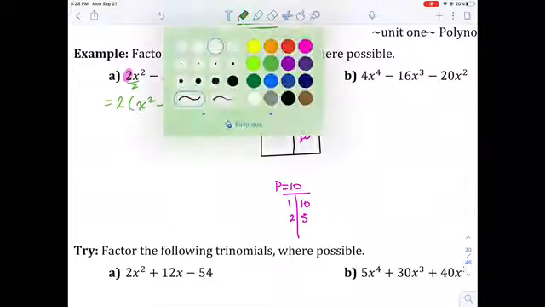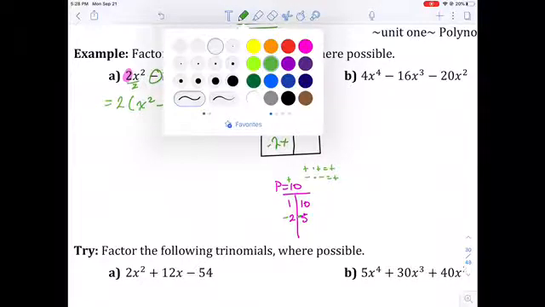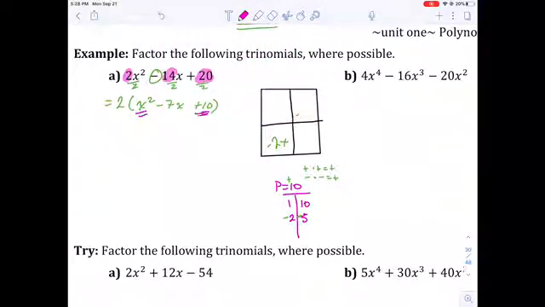If I need a positive 10, the only way I can get a positive is by positive times positive or negative times negative. Because I need a negative sum here, I know both of these have to be negative. And negative 2 plus negative 5 is negative 7, and negative 2 times negative 5 is positive 10. Oops, and this should be here, sorry, Mrs. Schwartz.